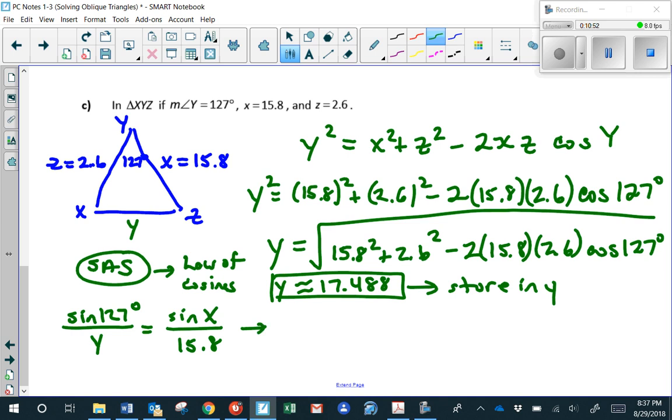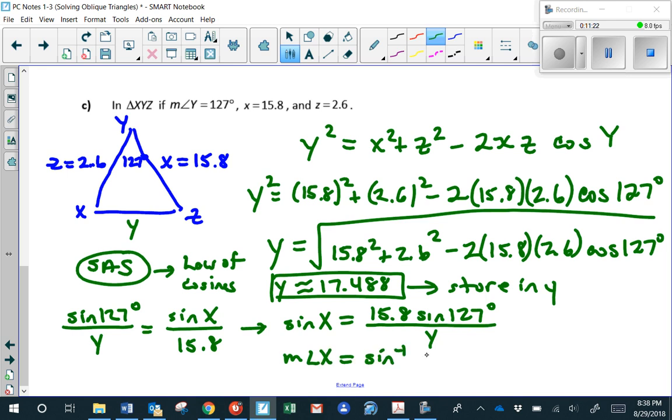we're going to get sine of angle x is equal to 15.8 sine of 127 divided by y. If I want to solve for the angle, I need to take the inverse. So the measure of angle x is equal to the sine inverse of 15.8 sine of 127 degrees over y.